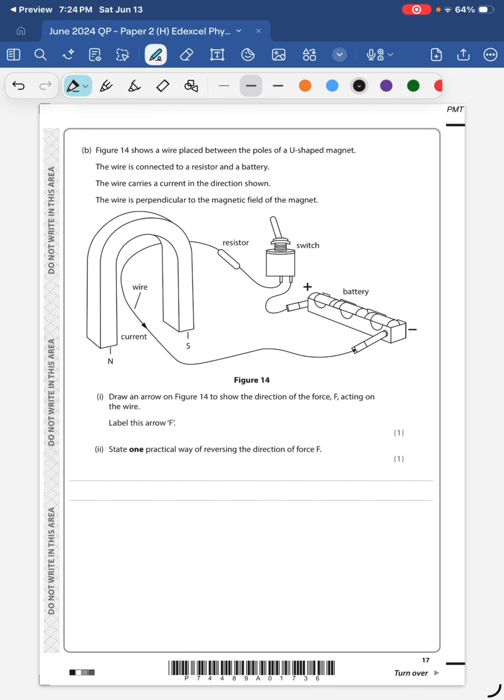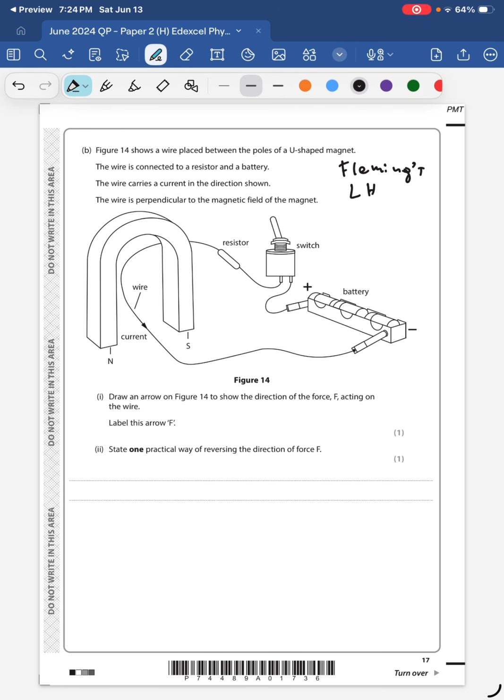Part B, figure 13 shows a wire placed between the poles of a U-shaped magnet. The wire is connected to a resistor and a battery. The wire carries a current in the direction shown. Okay. The wire is perpendicular to the magnetic field of the magnet. Draw an arrow on figure 14 to show the direction of the force F acting on the wire. Label this arrow F.